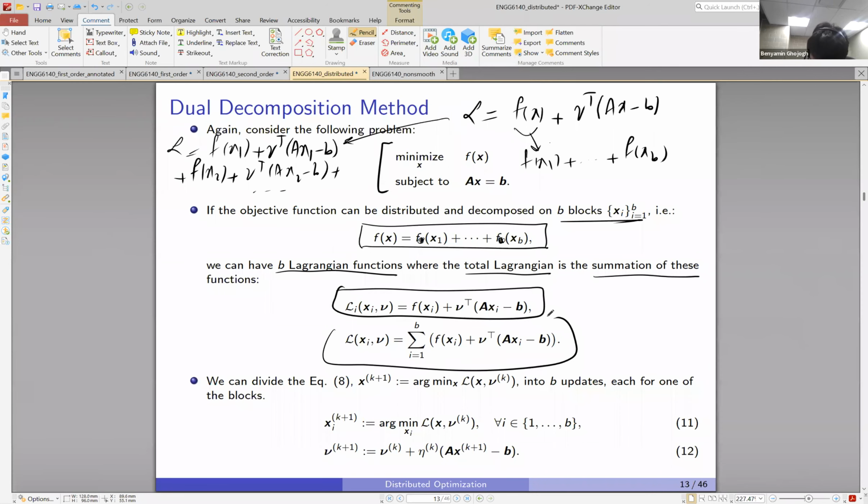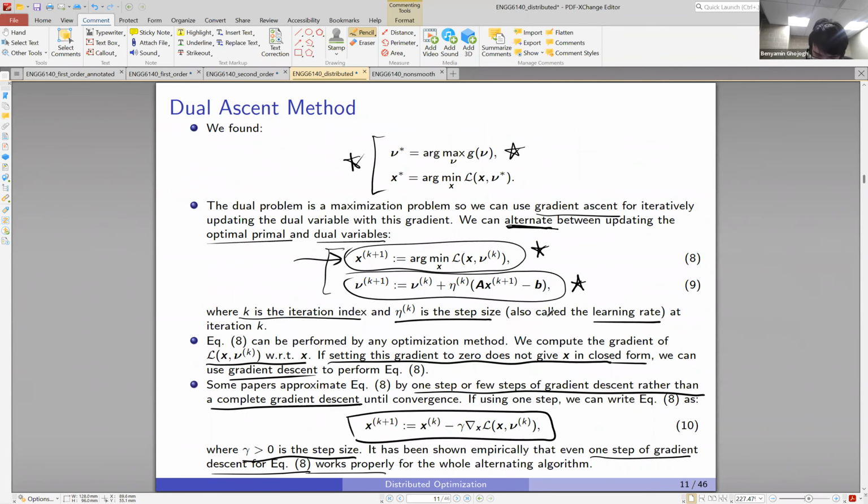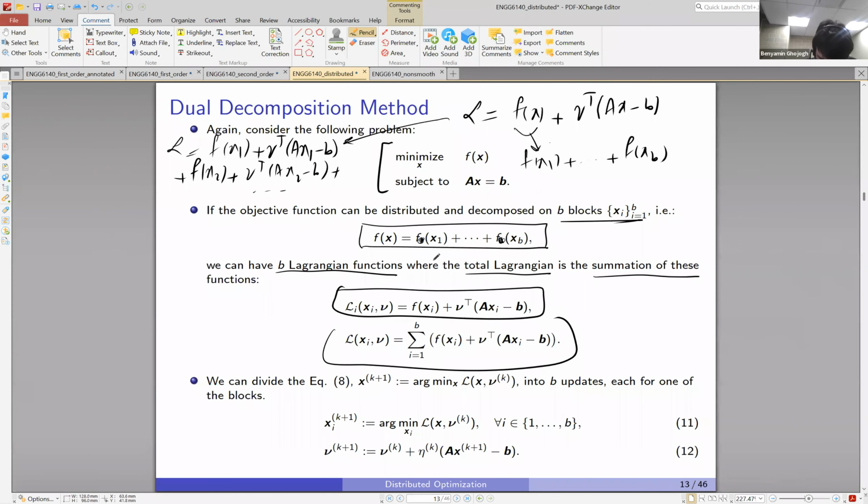We can divide equation 8, which I've repeated here, into B updates, each for one of the blocks. So this argmin of the Lagrangian I can write as argmin of Li(xi, nu k) with respect to xi for all of the i's. So this line is actually B lines. I'm just summarizing them in one line.